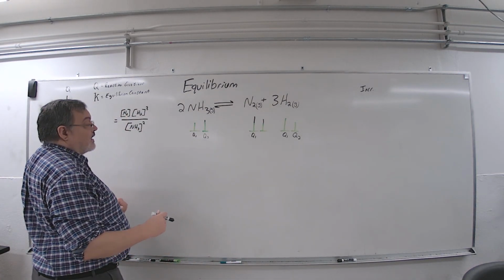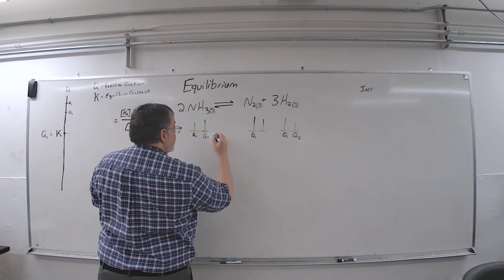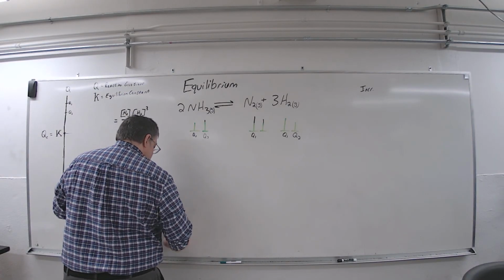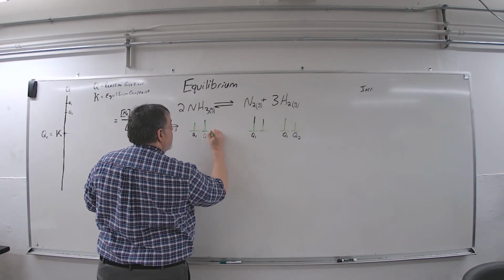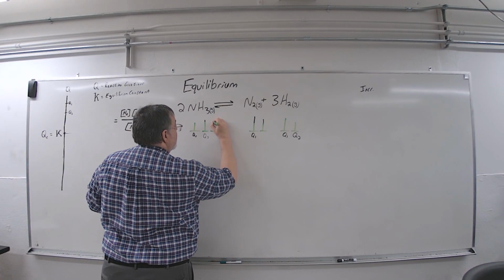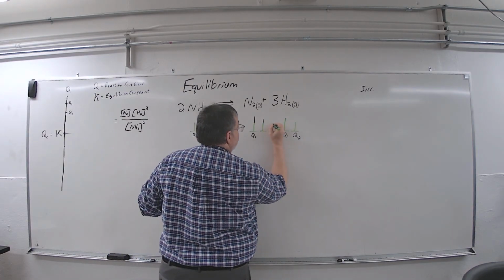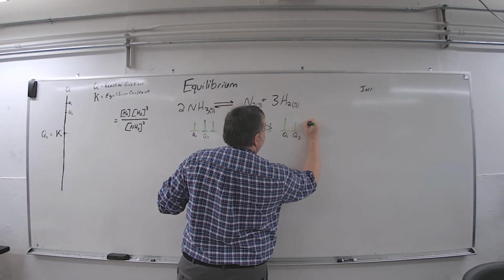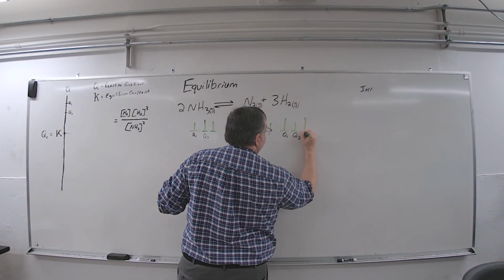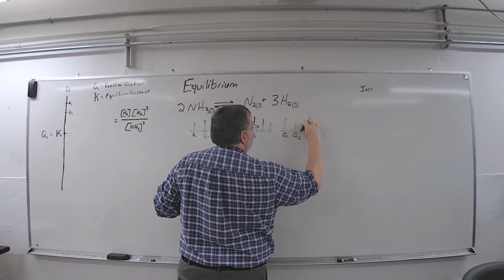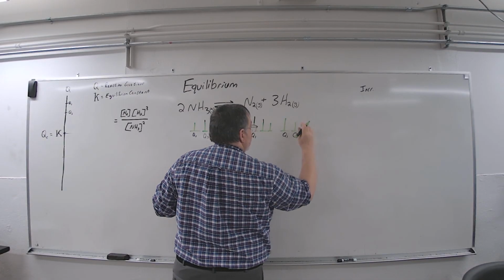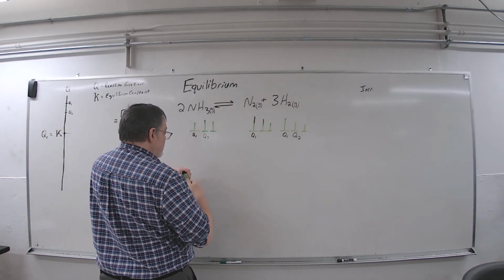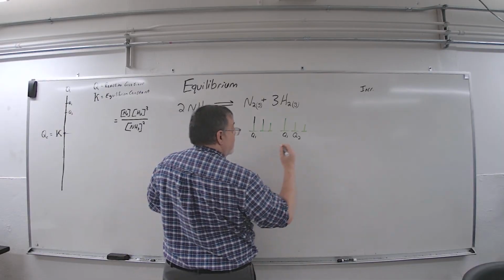All right. And then we'll do initial amount, initial amount, initial amount, 3.